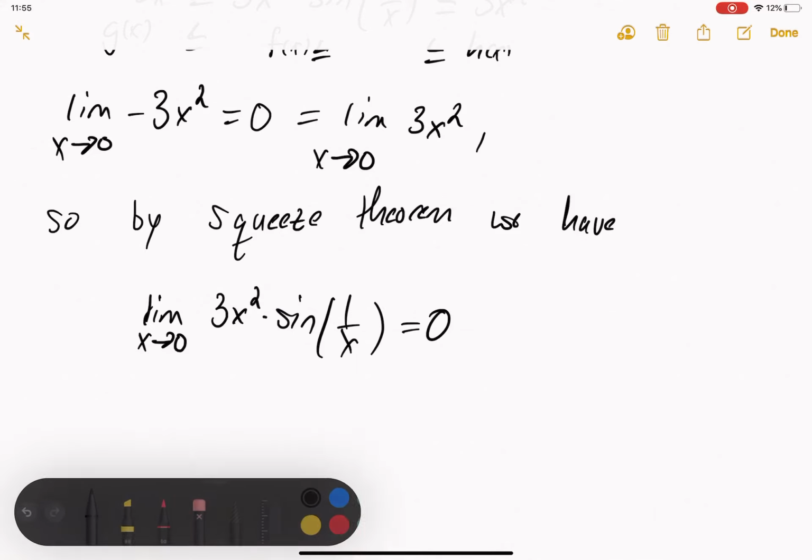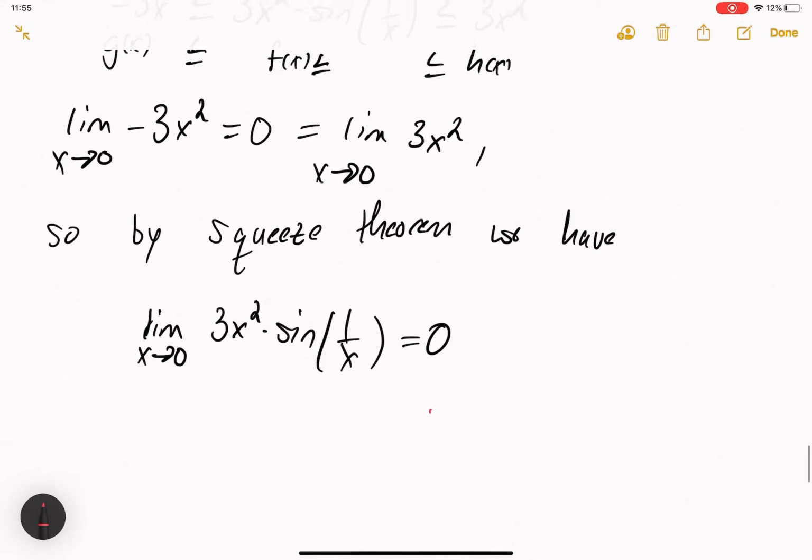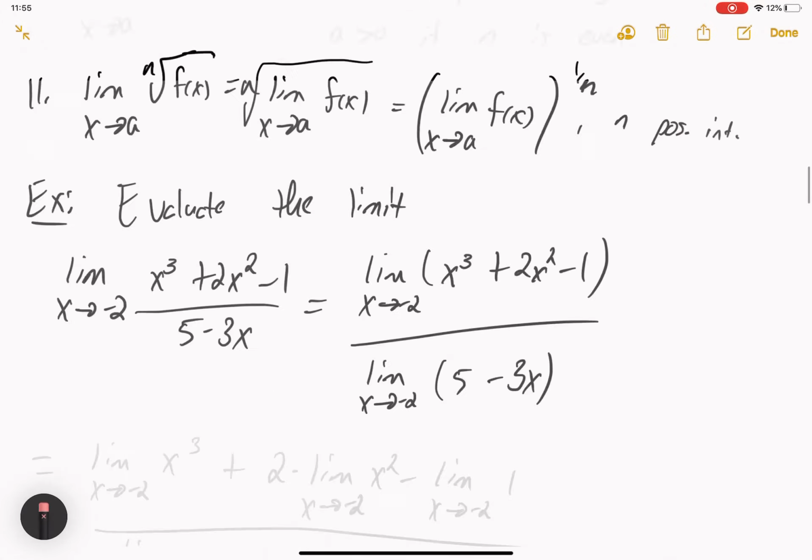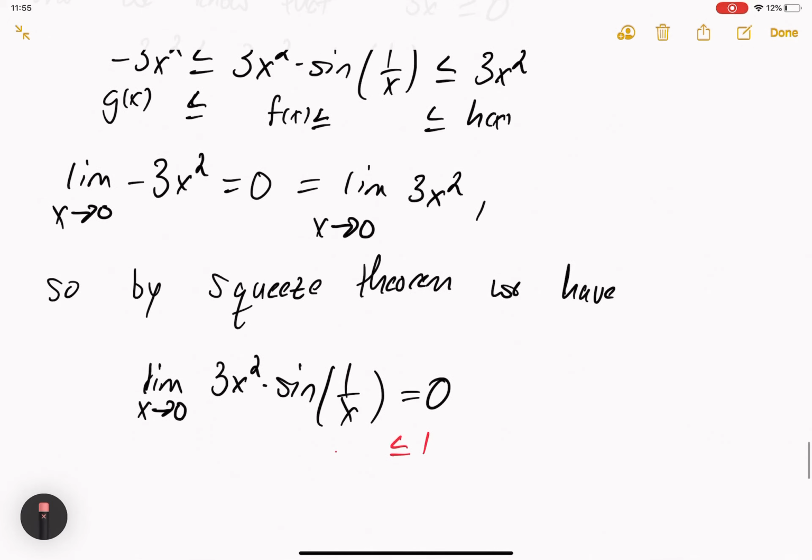And what this problem is doing is basically saying that this thing right here is messy, and the reason it's messy is because of the sine of 1 over x. But because sine of 1 over x is between 1 and -1, all we have to do is multiply by 3x squared and then evaluate the limits. And because the limits are the same, which is a very important part of the squeeze theorem, we can actually get the limit of the actual function that we want.